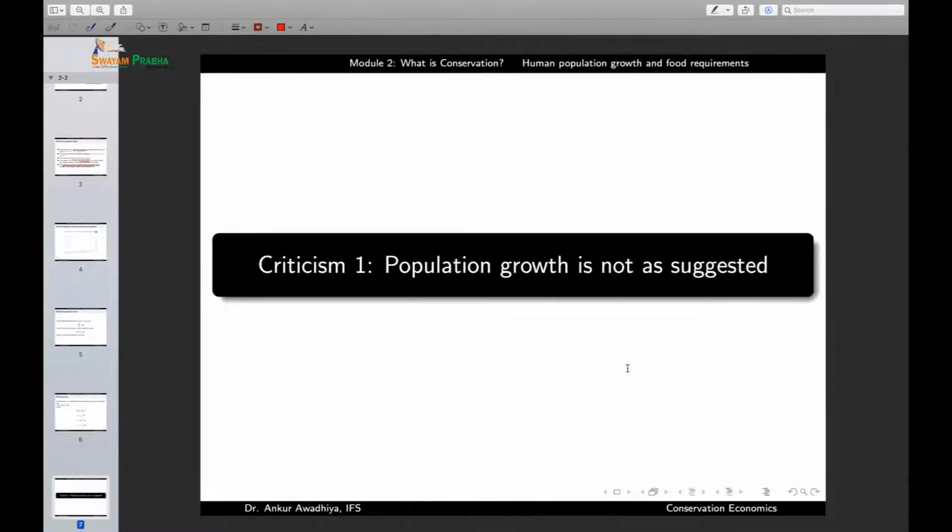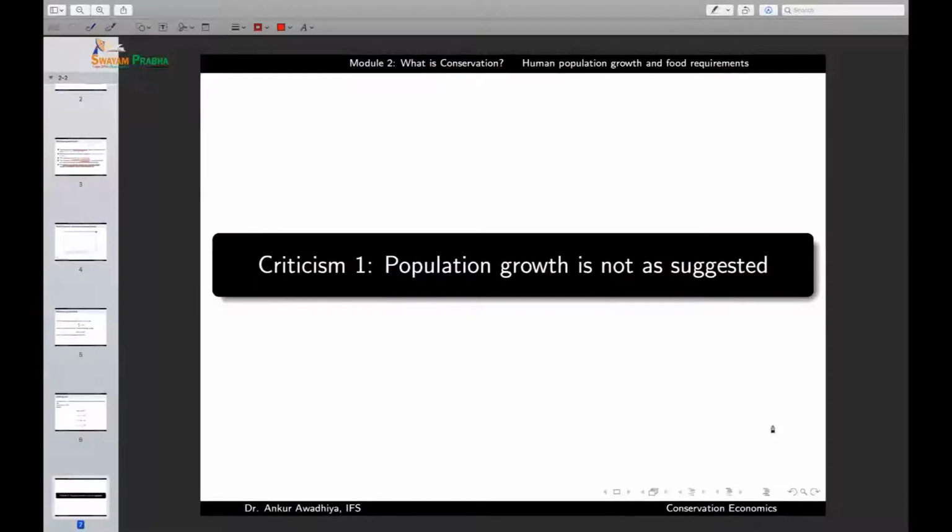However, of late, scientists have observed that this theory is not completely correct because it leaves out quite a large number of intricacies. It is a very simplistic model. So the first criticism is that the population growth is not as Malthus has suggested.